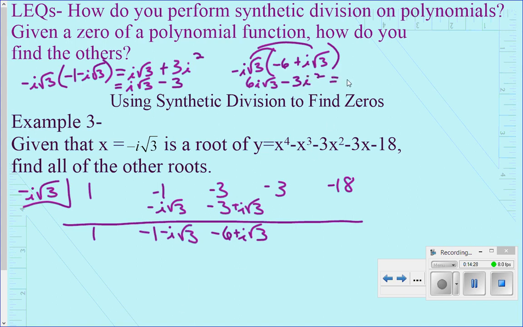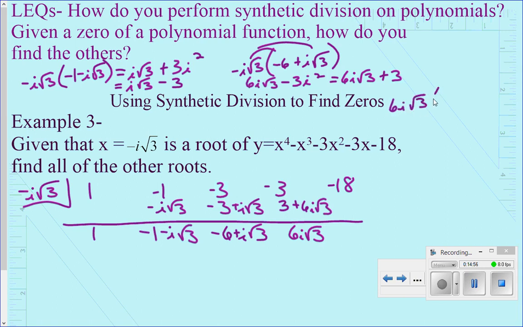So that simplifies to 6i root 3. Negative 3i squared is positive 3. And again, if I rearrange so that the reals first, I put 3 plus 6i root 3. So the 3 and the negative 3 cancel out, and I have 6i root 3. And I'm multiplying 6i root 3 times negative i root 3. Once again, I know to expect 18, but let's make sure we get that.